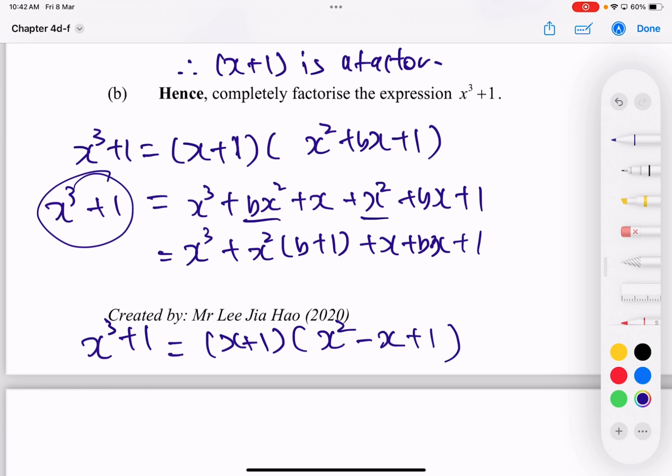Joey, can you see here? There is a b. What must b be? No, not 0. Negative 1. So you replace the b over here with negative 1. Can you see that it becomes this?